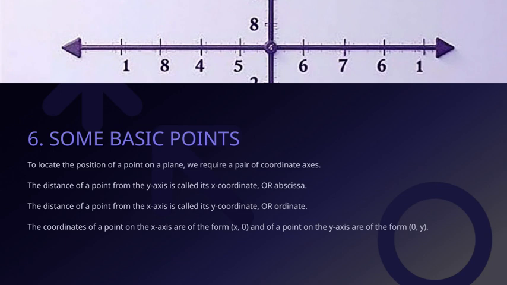To accurately locate any point on a plane, we need a pair of coordinate axes, an x-axis and a y-axis. These axes serve as our reference lines, allowing us to pinpoint the exact position of any point using its coordinates. This fundamental concept is essential for understanding how we work with points and graphs in the coordinate plane.